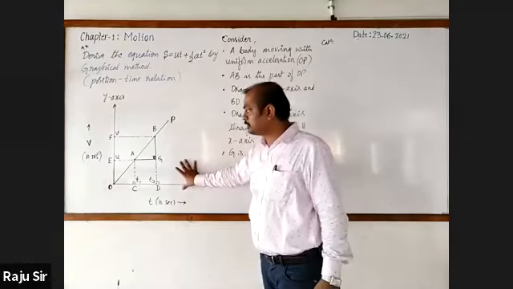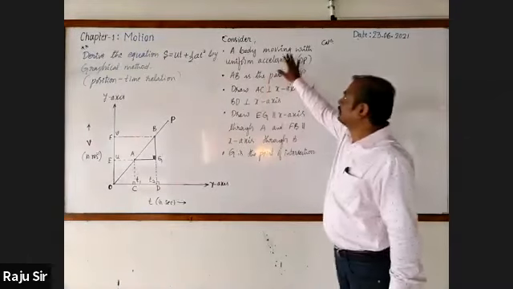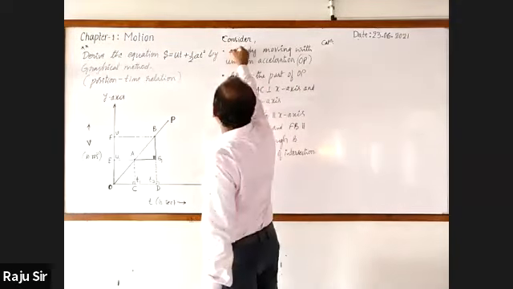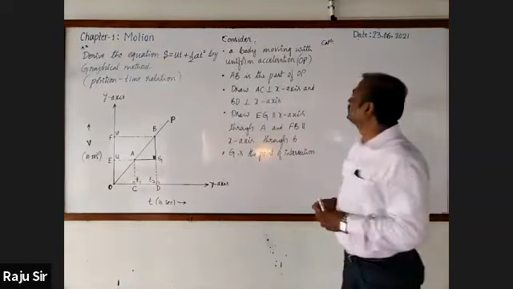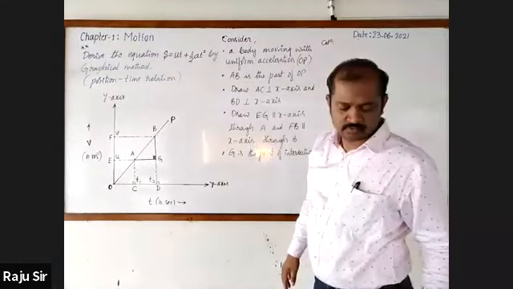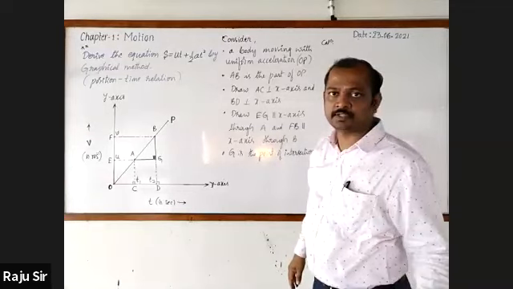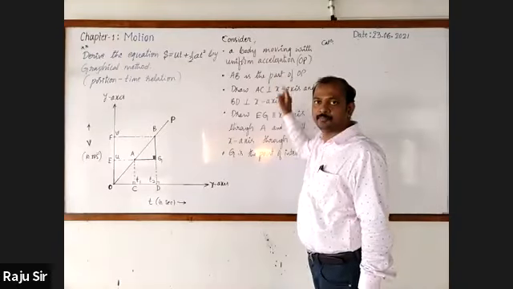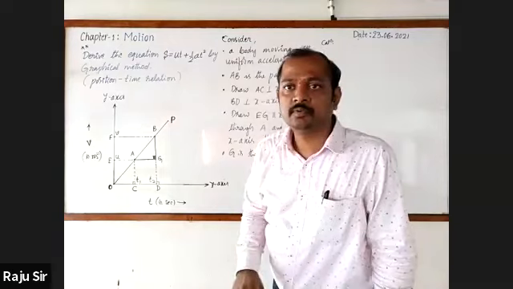Then after drawing this graph, write this: Consider a body moving with uniform acceleration. Sir, in exams also you have to write that consider, is there no, sir? Yes. A points. Yes, right. Next. AB is a part of OB.